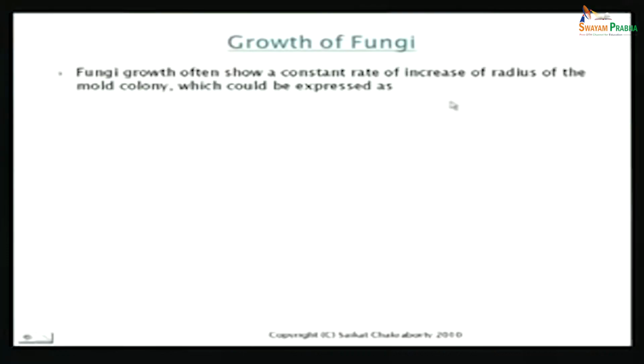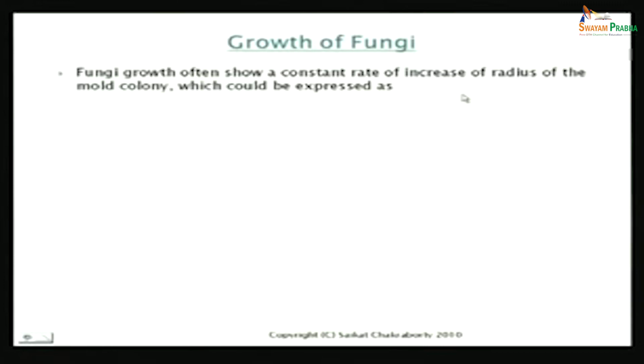For example, the question I gave you in the test was about the growth of a tumor, and a tumor also grows like a mold. So it grows together as a colony, and therefore this shows a constant rate of increase of the radius. Okay. So anything that grows as a mold or a colony shows a constant rate of increase of radius. The reason being, why?